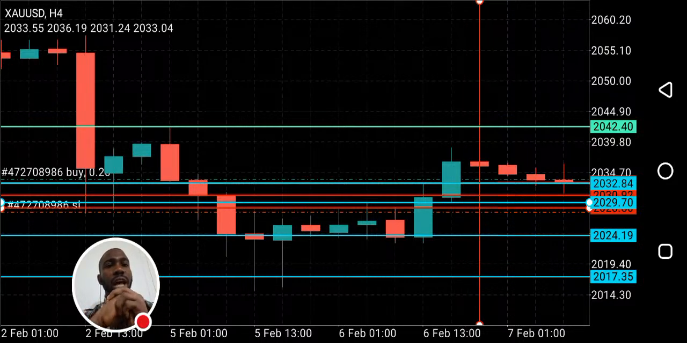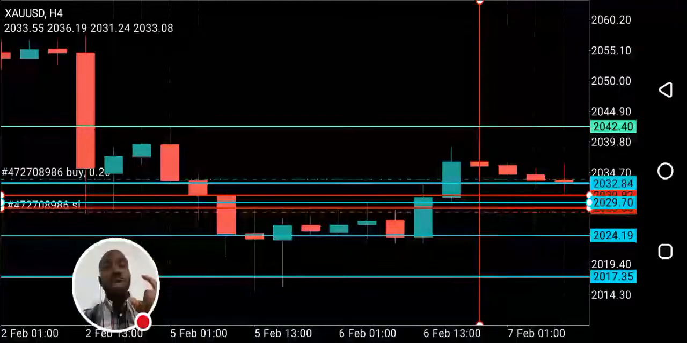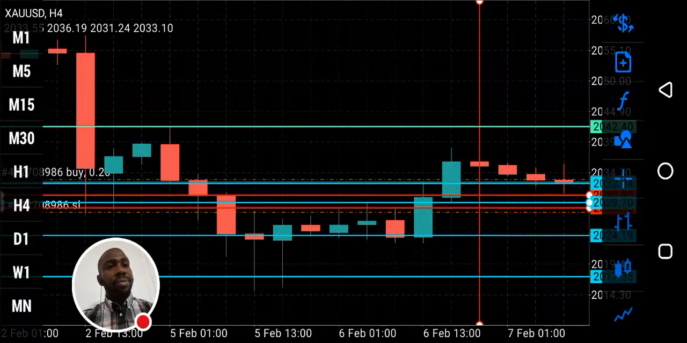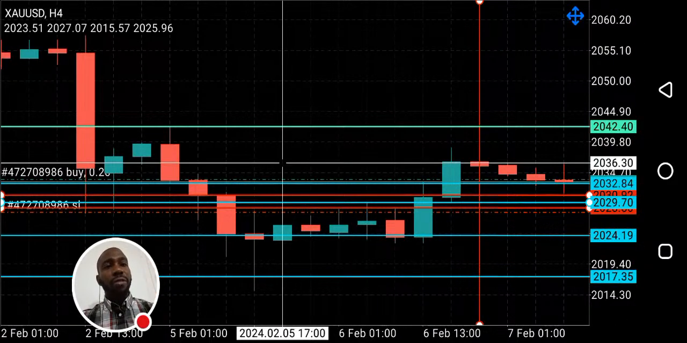Gold is bullish at the moment. Technically, gold is bullish, and there is no major news for USD today. Unless there is major news that would influence price action, technically gold is bullish. But today we don't have any major news, so I expect the technical setup to play out.